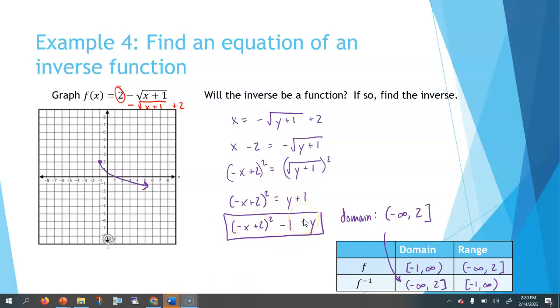And then to find the domain, at the very beginning, we can see that the original domain goes from negative 1 to infinity. So that's how I got that piece. And the range goes from negative infinity up to 2. Remember the domain and range switch. So my new domain is going to be what my range was for the original function, which was negative infinity to 2. So that's my domain of my inverse.